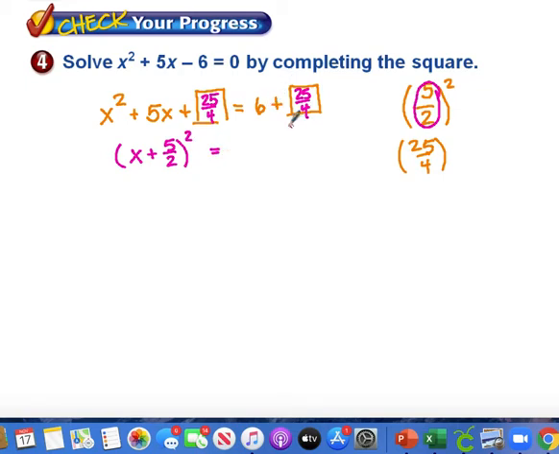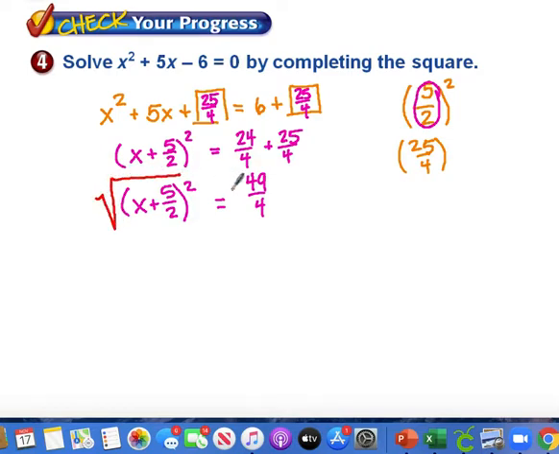Now I'm going to find common denominators here, so I need to make this be a 4, and that's going to give me 24 fourths, because 24 divided by 4 is 6, plus 25 fourths. And that's going to nicely give me 49/4, which are both perfect squares. So that will work out very nicely. All right, now once I have my perfect square set up, I'm ready to use my square root property.